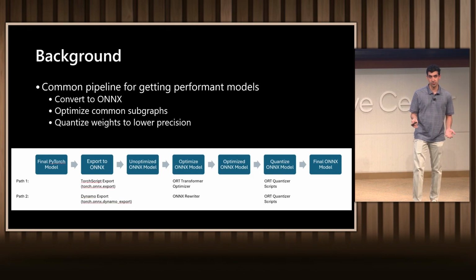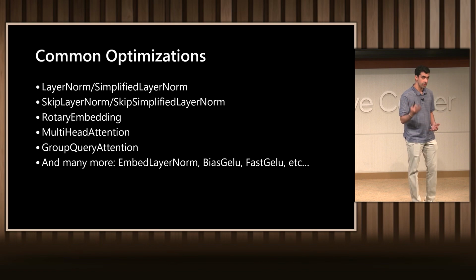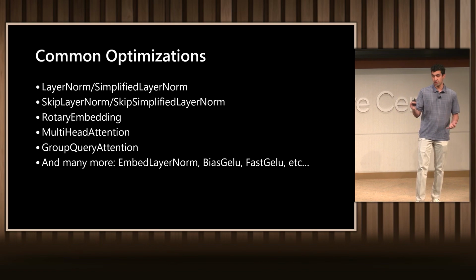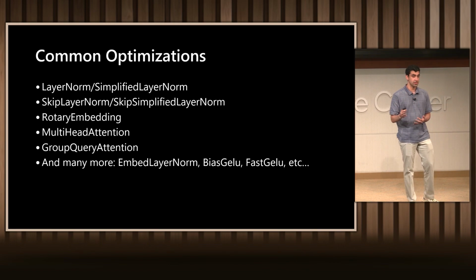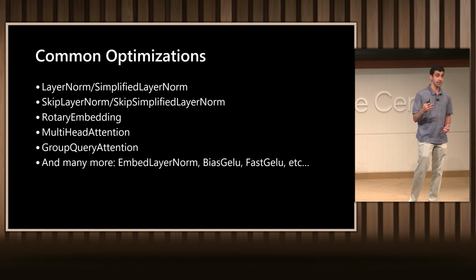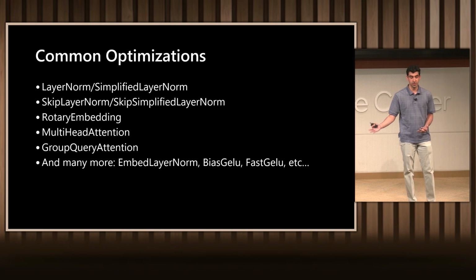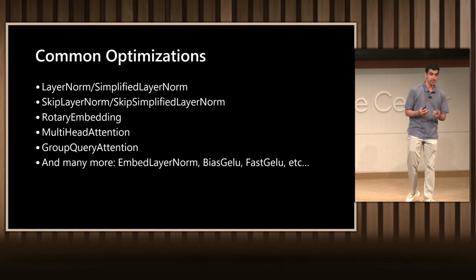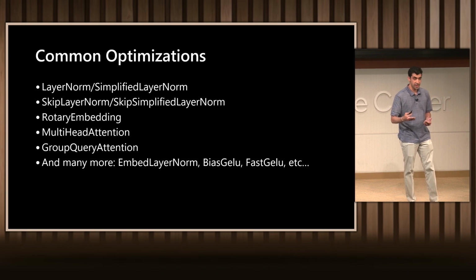And during this process, we see a lot of common optimizations that are done. And these common optimizations are commonly seen across a wide variety of models, especially these LLM-based models that are coming out now more and more in the GenAI era. So things like layer norm or simplified layer norm, skip layer norm or skip simplified layer norm, rotary embedding, multi-head attention, group query attention, and there's many, many more.